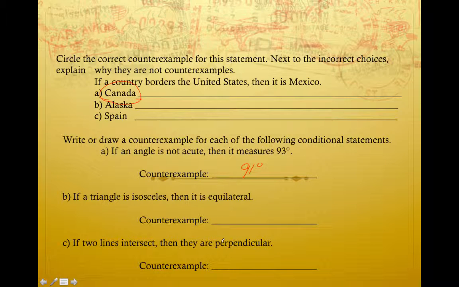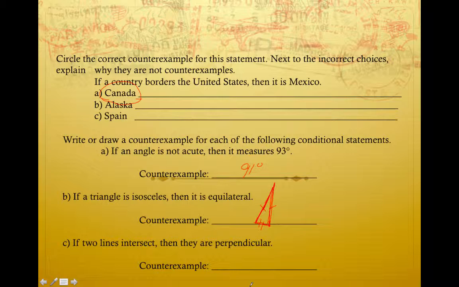If a triangle is isosceles, remember that means two sides are equal, then it is equilateral. That means three sides are equal. So all I need is for two sides to be equal, but not all three. So I'm going to claim those two sides are equal and pretend anyway that they are. But that other one is much, much smaller, not equal. That's an isosceles triangle, which is not equilateral.